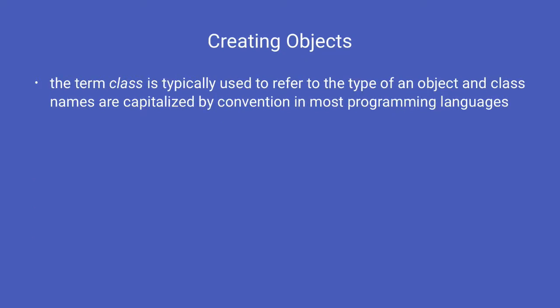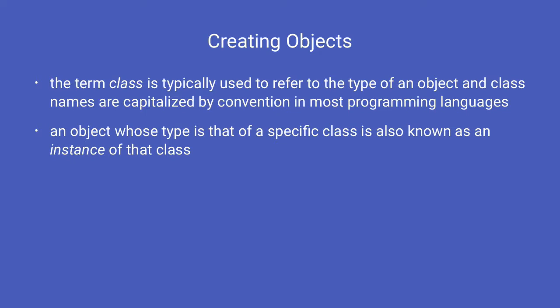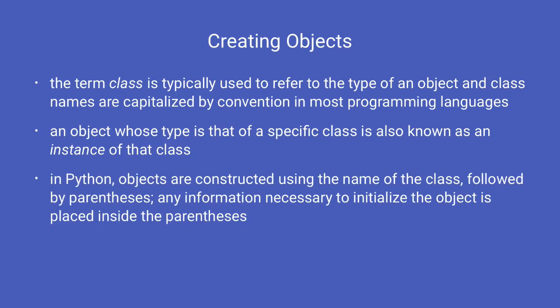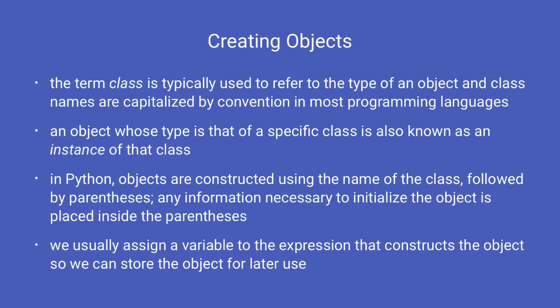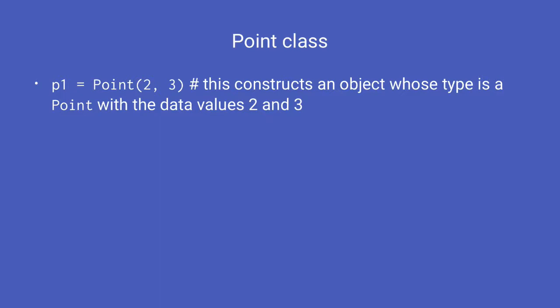The term class is typically used to refer to the type of an object, and class names are capitalized by convention in most programming languages. An object whose type is that of a specific class is also known as an instance of that class. In Python, objects are constructed using the name of the class, followed by parentheses. Any information necessary to initialize the object is placed inside the parentheses. We usually assign a variable to the expression that constructs the object, so we can store the object for later use. We construct a point by calling its constructor with 2 numbers representing the coordinates and assign p1 to the result.